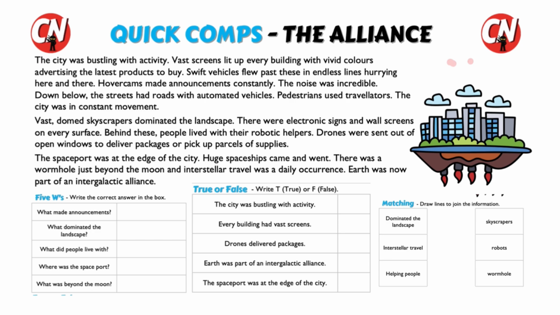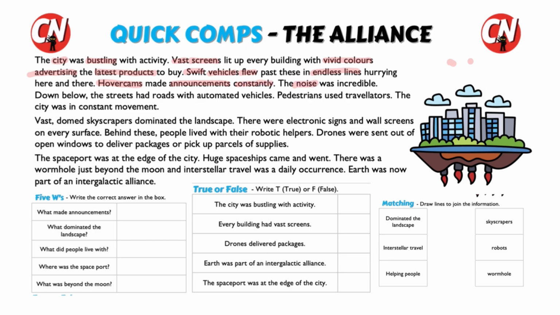So, the city was bustling with activity. Bustling, yeah, unknown vocabulary, highlighted off. Vast screens lit up every building with vivid colours, advertising the latest products to buy. Swift vehicles flew, so we've got a noun and then a verb, past these in endless lines, hurrying here and there. Hovercams made announcements constantly.